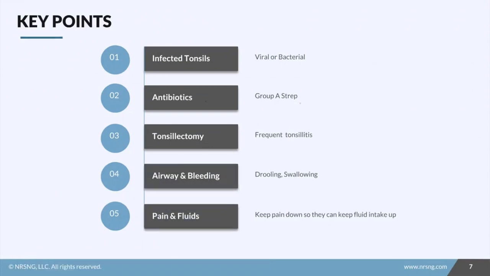Okay, so let's go over your major takeaway points for this lesson. So first thing is knowing that tonsillitis is when the tonsils become infected, and it can be either a viral or a bacterial cause. If it's bacterial, we're going to need to give antibiotics, and the most common bacterial cause we see is a group A strep. Kids who have frequent episodes of tonsillitis or sleep apnea may need to have a tonsillectomy done.